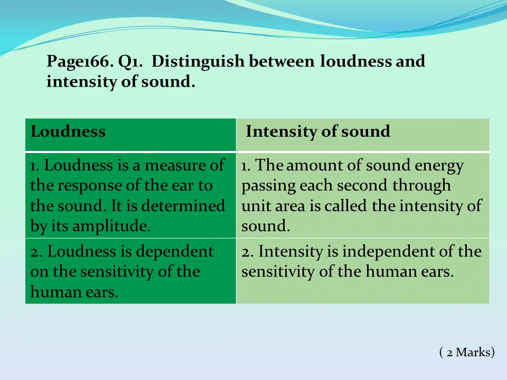Page number 166, question number 1. Distinguish between loudness and intensity of sound. Answer. 1. Loudness is a measure of the response of the ear to the sound. It is determined by its amplitude. The amount of sound energy passing each second through unit area is called the intensity of sound.